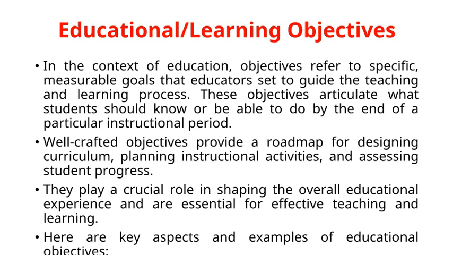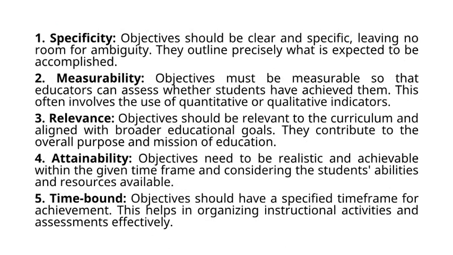Here are key aspects and examples of educational objectives. 1. Specificity. Objectives should be clear and specific, leaving no room for ambiguity. They outline precisely what is expected to be accomplished. 2. Measurability. Objectives must be measurable so that educators can assess whether students have achieved them. This often involves the use of quantitative or qualitative indicators. 3. Relevance. Objectives should be relevant to the curriculum and aligned with broader educational goals. They contribute to the overall purpose and mission of education.